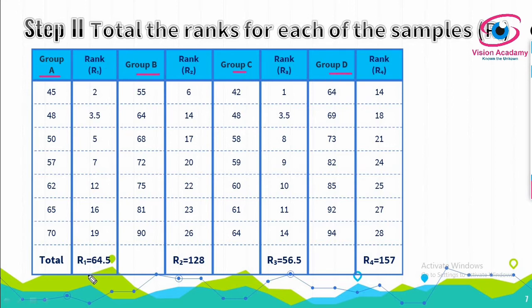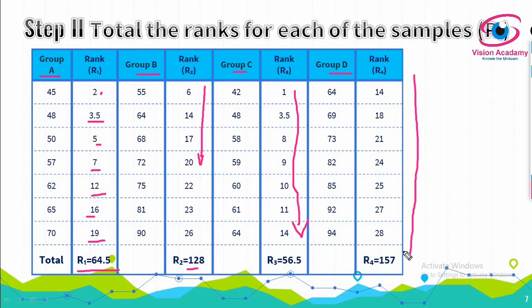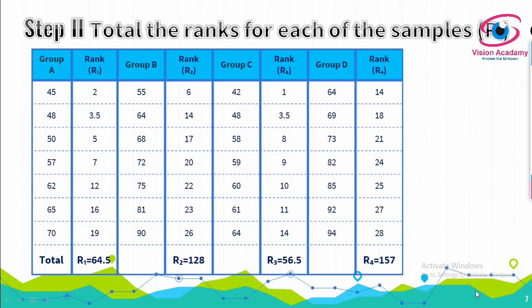For the respective groups we will take the total of each group's ranks. That is 2 plus 3.5 plus 5 plus 7 plus 12 plus 16 plus 19, which equals 64.5. The second group total is 128, the group C rank total is 56.5, and lastly the group D rank total is 157. By this way we finished step number 2 also.